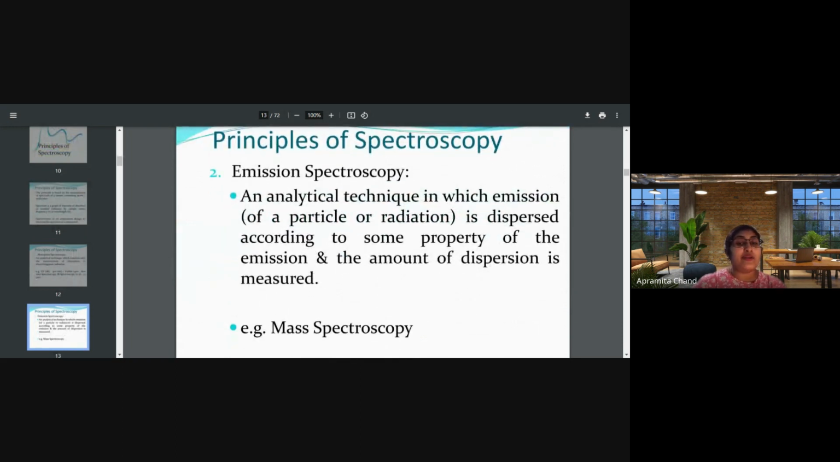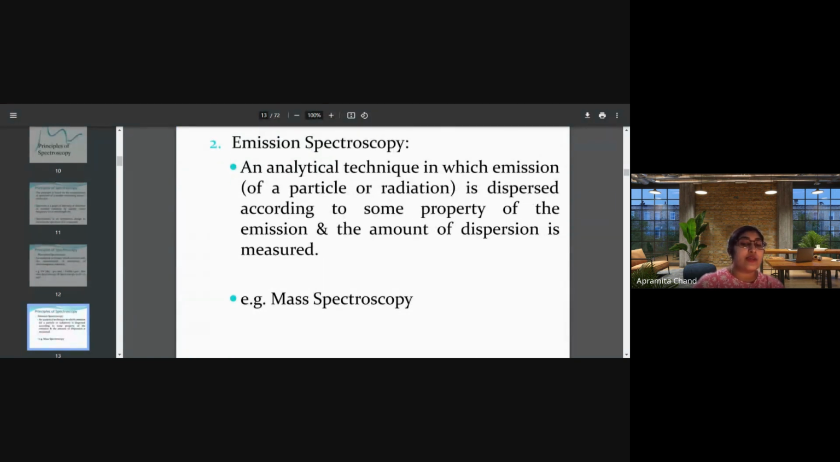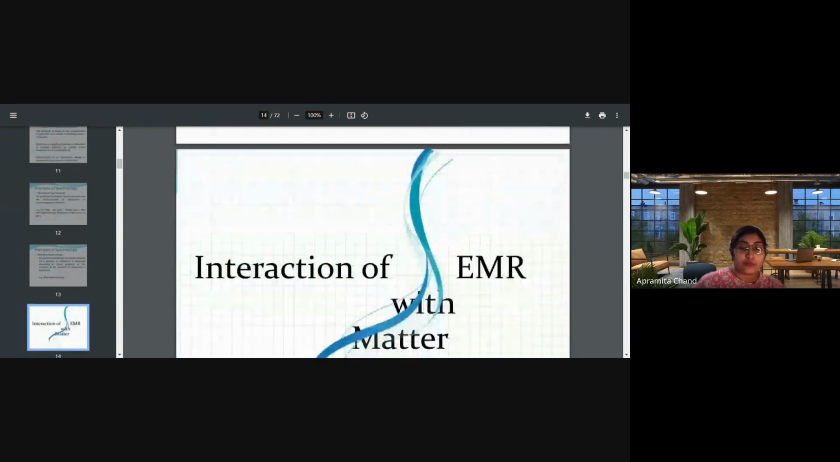On the other hand, we have a different kind of broad classification of spectroscopy called emission spectroscopy. Here, the emission is dispersed according to some property of the emission, and the amount of dispersion is usually measured. An example of this is mass spectroscopy.